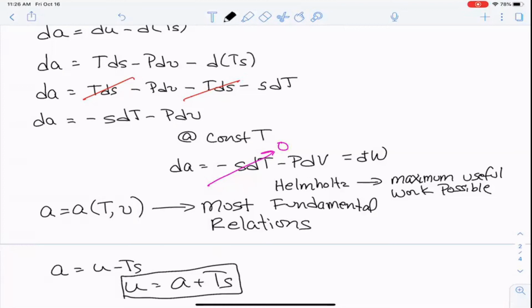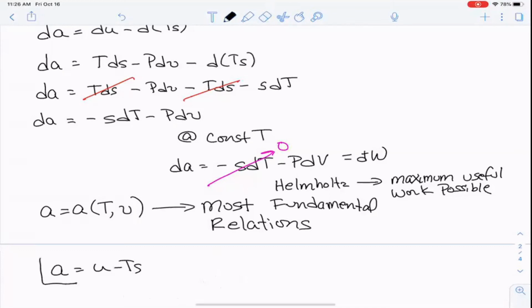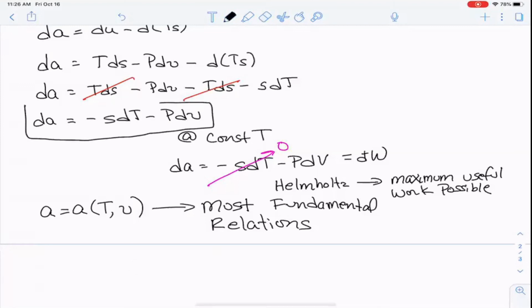So here we have this Helmholtz potential. Now, sorry, I'm actually bracketing the wrong thing. So we have a second differential. We boxed the one for the internal energy above. Now we have one for the Helmholtz potential.